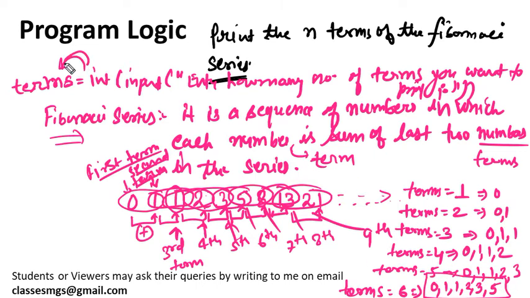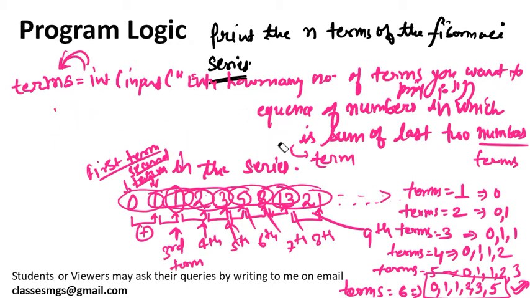The user will enter the terms value, how many terms they want to print, and you are supposed to print all those terms of the Fibonacci series. Okay, so this is essentially the problem. Now, how can you solve this problem? It is a very interesting and very simple problem. I am going to rough this portion because I have already told you about it.